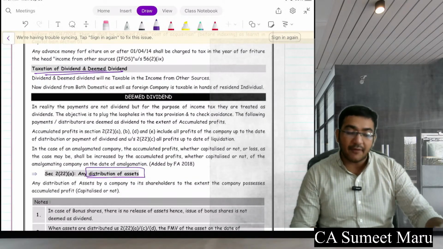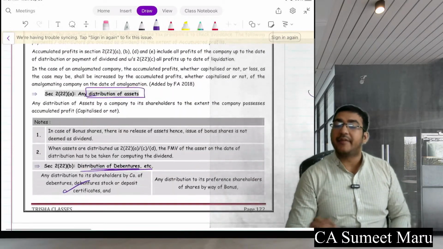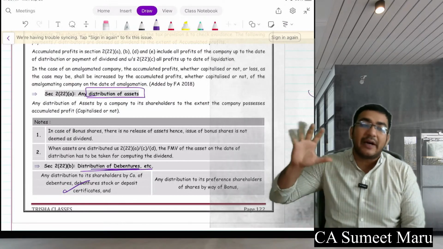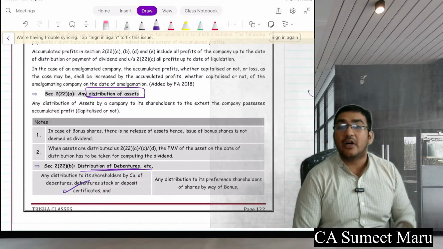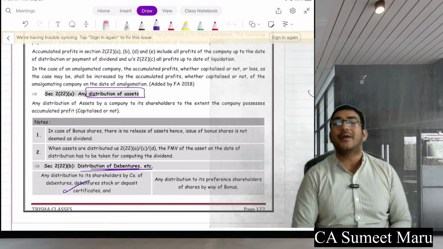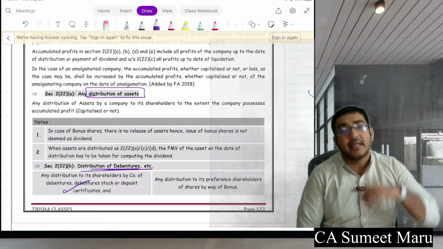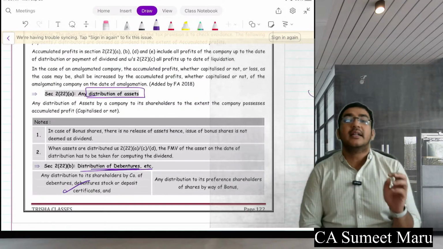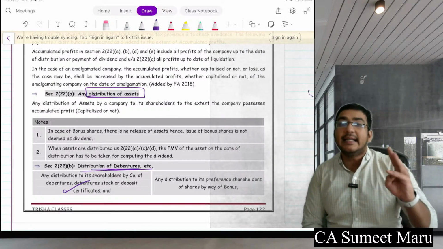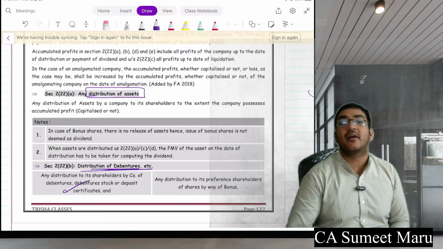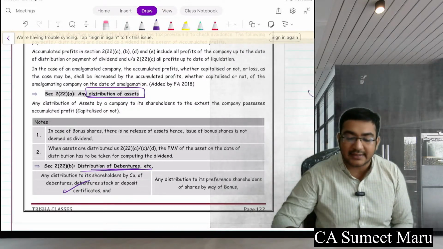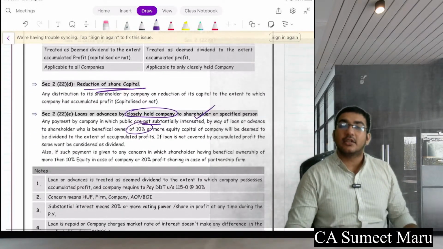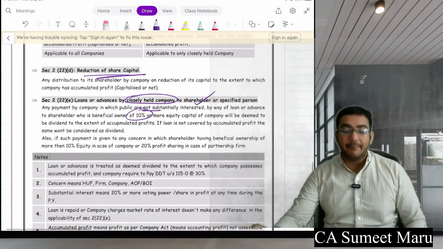Okay. Thereafter, guys, for the taxation of dividend, we have seen dividend is always taxable in income from other sources, but further there are 5 types of dividend which will also be known as deemed dividend. Section 2(22)(a), (b), (c), (d), (e). A is distribution of asset, B is distribution of debenture, C is on close down, that is on liquidation, distribution of asset, D is reduction of capital, and E is when the closely held company gives loan or advances to the closely held person. In this case, it is also going to be deemed dividend.